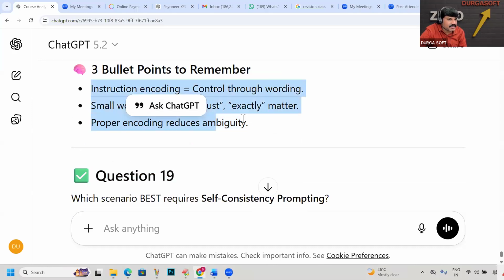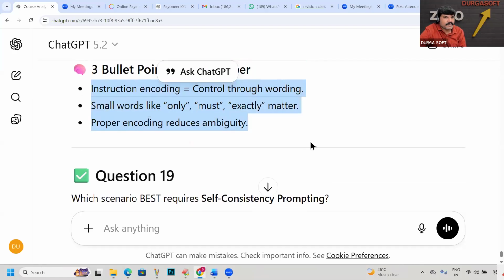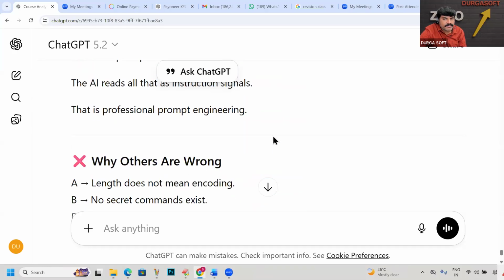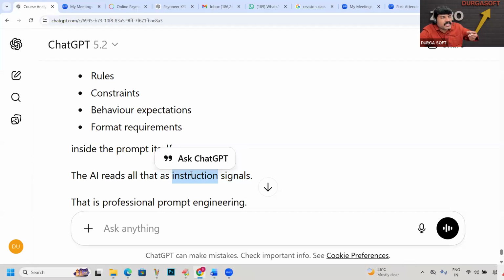Have you remembered this concept we covered? Yes, sir. Instruction signal means every instruction is considered as a signal. AI reads all of that as instruction signals. Instruction signals means what information this instruction is going to provide. Getting it? Okay.